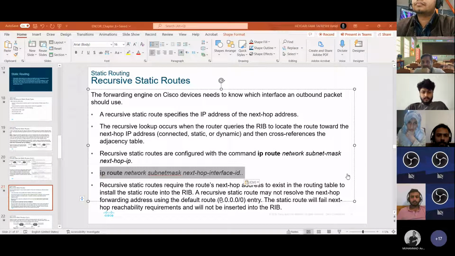So does the question make sense or not? I have provided two commands for you. I'm asking, what is the difference? One is a directly attached static route, and another one is a recursive static route.